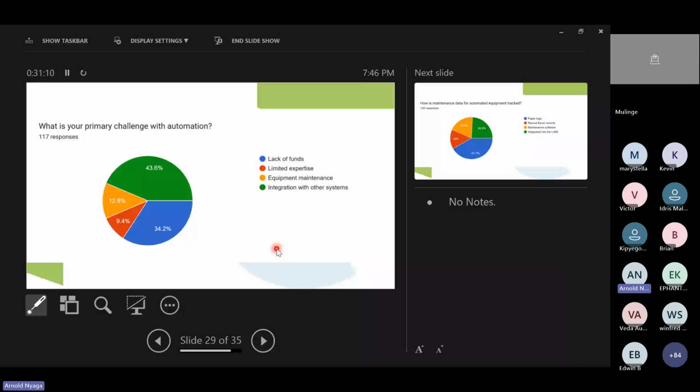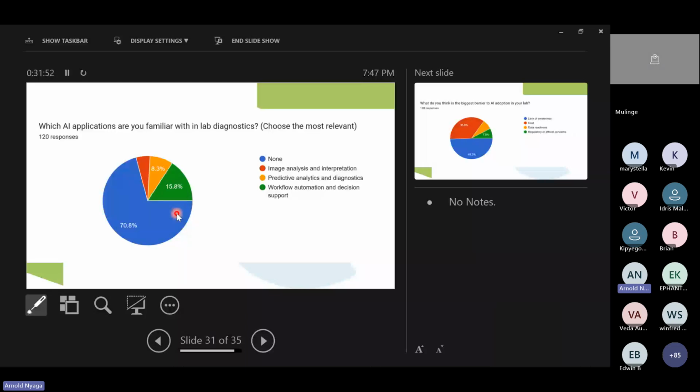So we asked how maintenance data for automated equipment is tracked. Here you can see most of our maintenance is being done by paper logs. When we are having digital systems, it's very hard to convert these paper logs into digital format. So we need to get our systems more digital and move away from issues to do with paper systems.